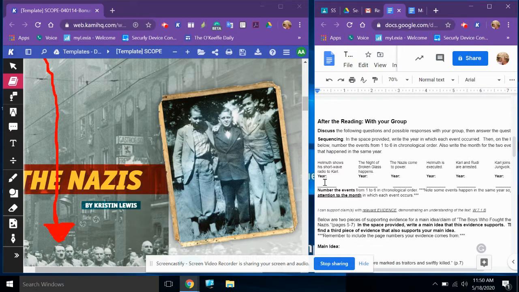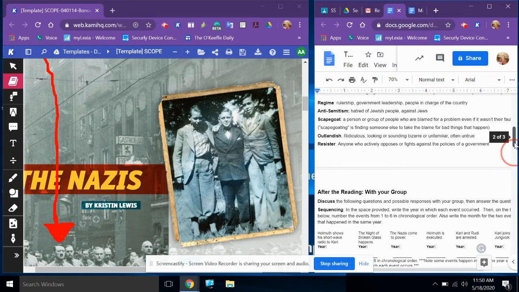And what we're looking for is the day, if possible, but certainly the month and the year that these events took place. And then you're going to type the year in right here. And then you're going to write underneath it what happened first, second, third, fourth, fifth, and sixth. You're going to put these events in order. All right, let's read this article as we watch for our vocabulary words and we look for these events as they happen.